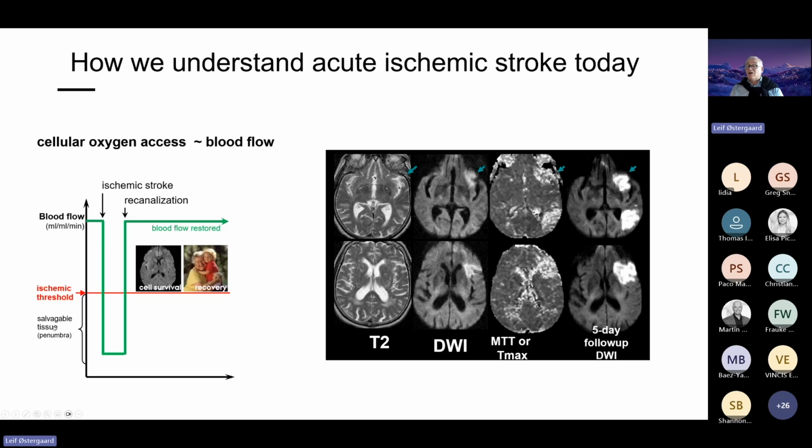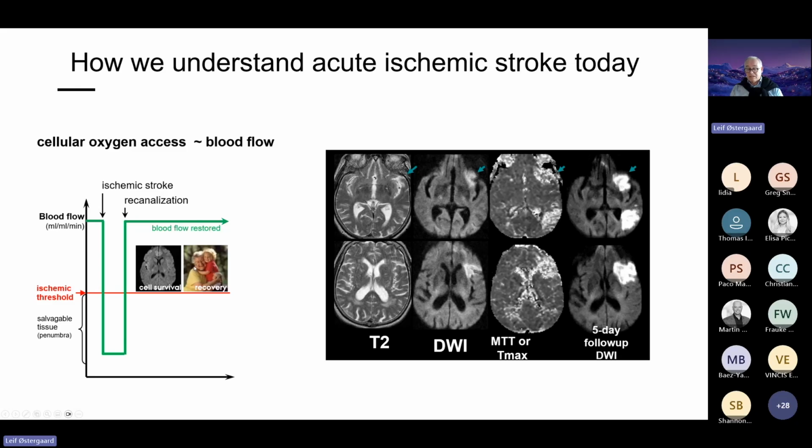And actually that penumbra is a term that is very central in stroke. It was developed by my PhD supervisor, Jens Astrup, 60 years ago this year, or rather last year. The reason why that is important is that this suggests that if we can restore CBF quickly, then we can normalize oxygenation and tissue can survive.